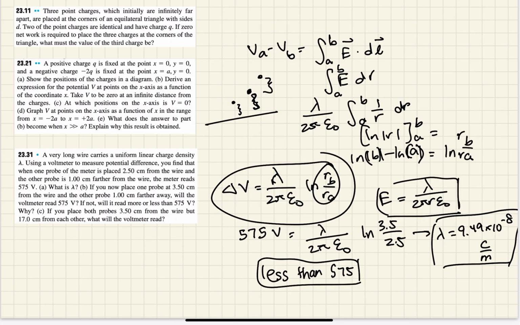And finally, part C, if you place both probes at 3.5 centimeters from the wire, but at a different horizontal distance, what will the voltmeter read? Well, the horizontal distance doesn't matter. It's just the distance from the wire. So RB over RA would be 1, and ln of 1 is 0. And so the change in potential, the potential difference, would be equal to 0. And so that's what it would read, 0 volts.